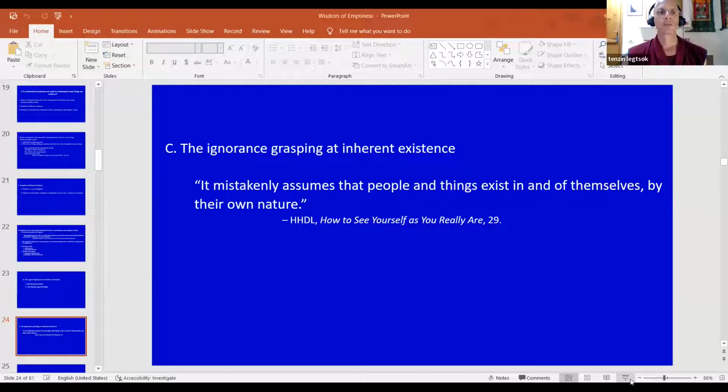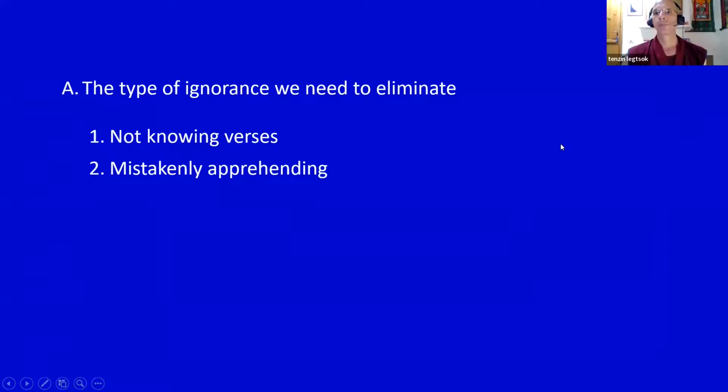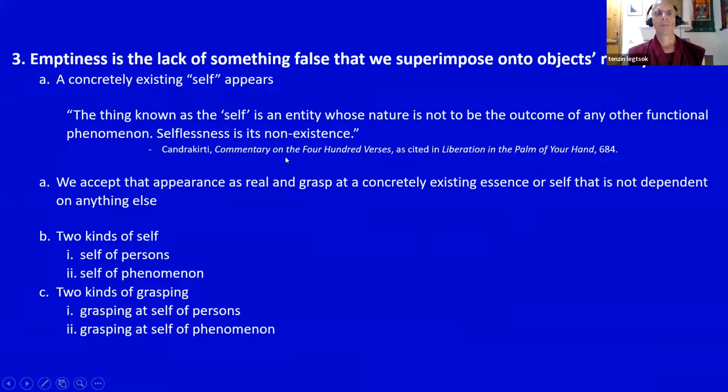So there's this quote by Chandrakirti. It's kind of most succinct. Meaning of the object of negation. The thing known as the self, right? So the self, quote unquote, self is the object of negation here, meaning inherently existent self. So the thing known as the self is an entity whose nature is not to be the outcome of any other functional phenomena. So its nature is something that's not the outcome, not the result of, not dependent upon any other functional phenomena. And selflessness is its non-existence.